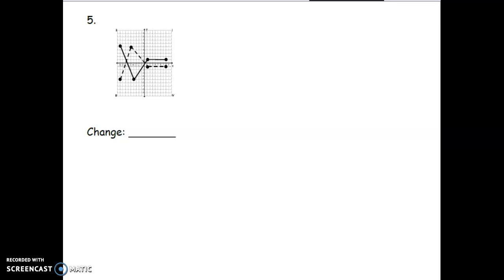All right, another transformation we need to look at is this one. A little bit different. It hasn't moved left, right, up, or down. What has happened is that the whole thing has flipped over. It used to start over here and move up. Now it's starting here and moving down. The horizontal line was below the x-axis. Now the horizontal line is above the x-axis. This whole thing has been flipped.